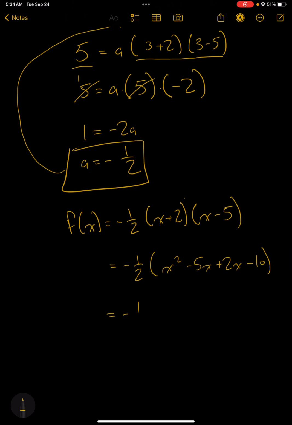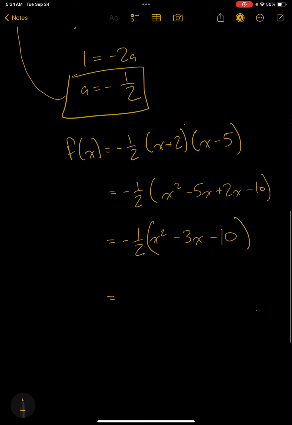So what does that equal to? Minus half (x squared minus 3x minus 10). Okay, and what are we left with? We're left with minus half x squared minus 3 over 2 x minus, oops, this minus multiplies everything, so we have to change the sign, plus 10 over 2, which is 5. And that is the answer in standard form.